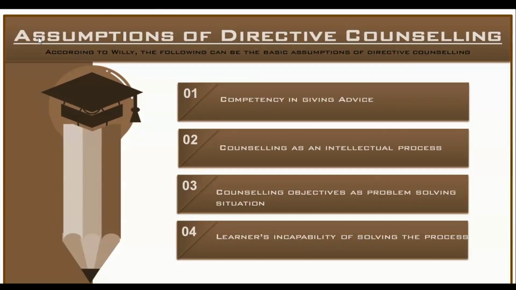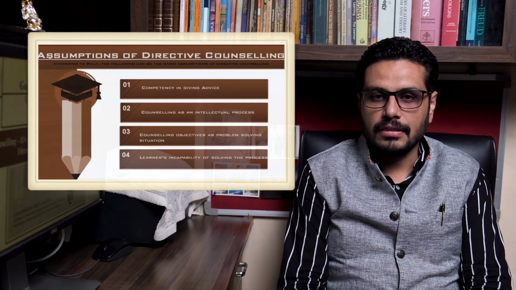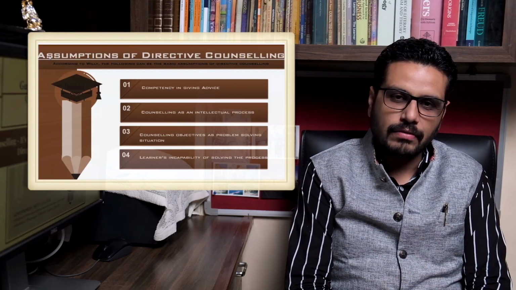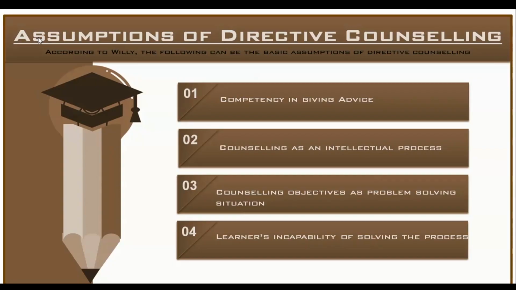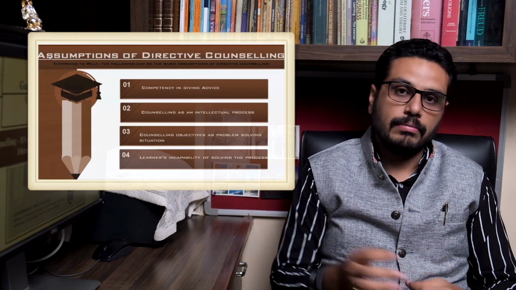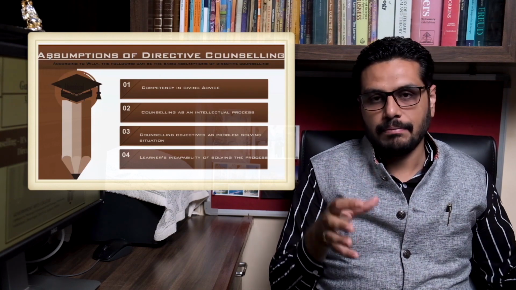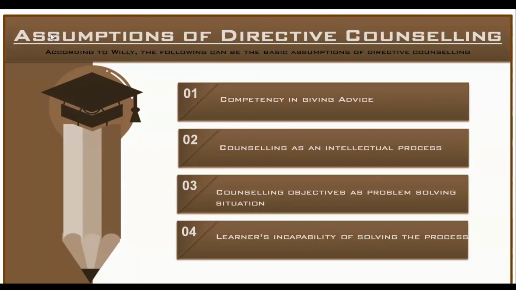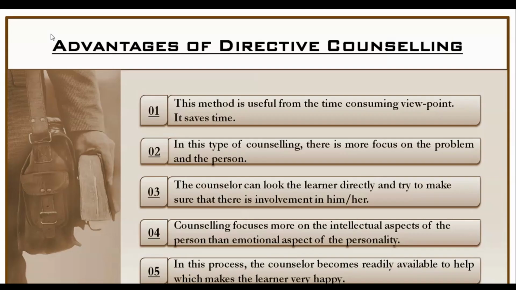Third thing is it has the objectives of a problem solving attitude. Okay, you should be doing it so that you can solve problems in directive counseling or through directive counseling. And at the end, learner's incapability of solving the process is actually the problem. Okay, because learner is not capable, therefore you start counseling that person in a directive way. Now these are assumptions, after which we will be looking also at the limitations. So what are the advantages of counseling?